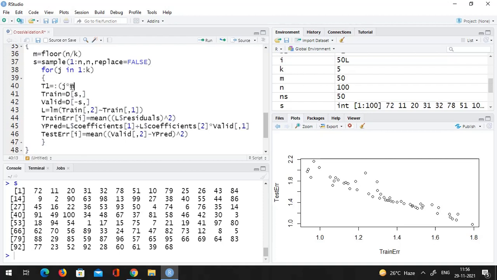So the ending observation has to be 20. For j equal to 1, it will be 20. For j equal to 2, it will be 2 into 20, that is 40. Now what should be the first observation in that sample? (j minus 1) into m plus 1. Is it correct?